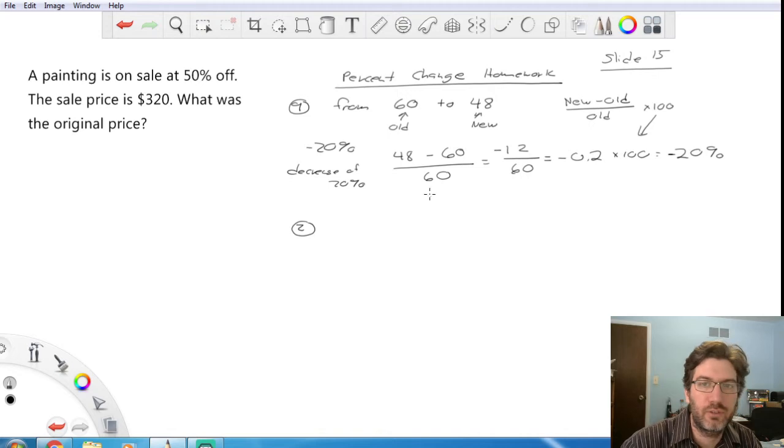Number 2 is done the same way, only it's going to be an increase one. So you should be getting a positive answer. Your math test is probably going to be next week, just because I want to get markup and discount on it. Percent change.